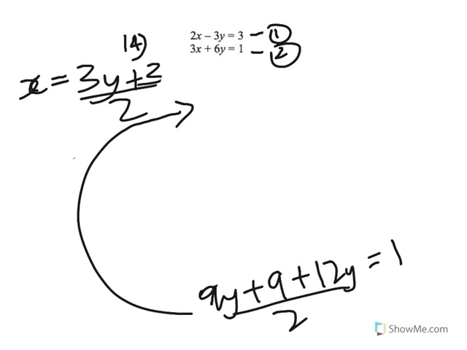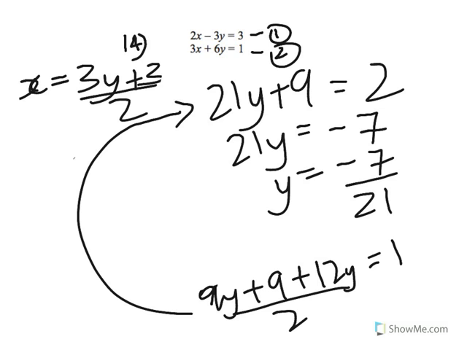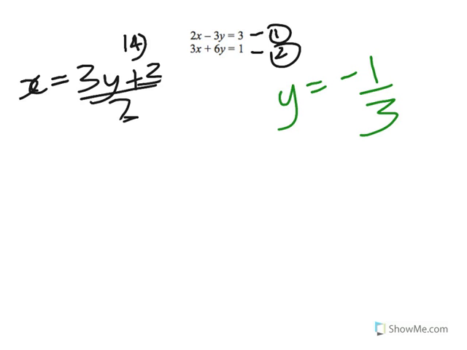Basically if you simplify this, 9y plus 12y is 21y plus 9. If I multiply both sides by 2, I'm going to get 1 times 2, which is 2. I subtract 9 on both sides, I'm going to get 21y is equal to negative 7. And y is equal to negative 7 over 21, which simplifies to negative 1 over 3. Okay, so now that I have y is equal to negative 1 over 3, all I need to do is substitute into any of the equations. I'll put it in equation 1, and then I'll get a value for x.